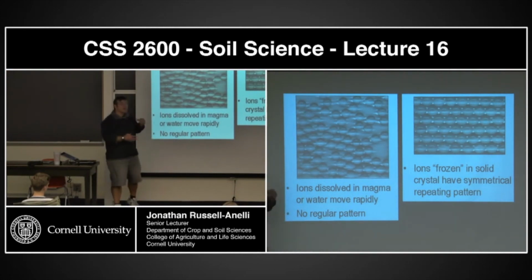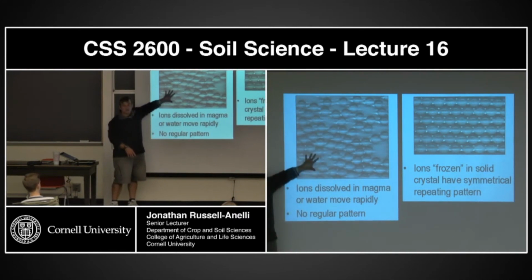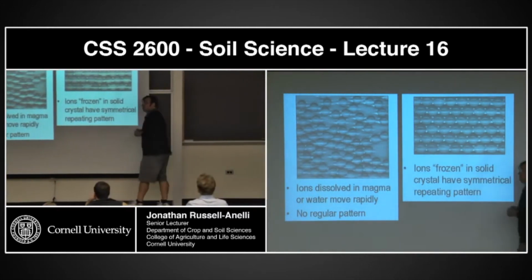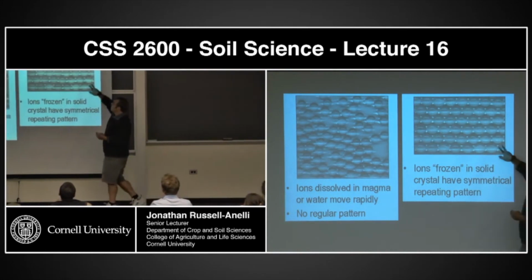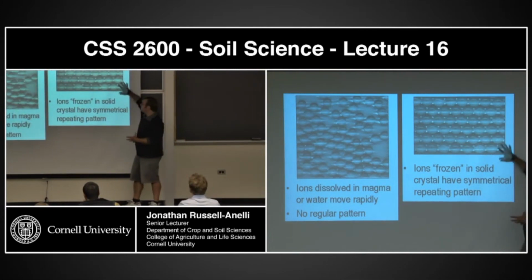So let's go back to magma. We're going to start with primary minerals. Ions that are dissolved in magma are basically moving like water. They're rapidly moving around. There's no real regular pattern. But as that magma starts to cool, the ions basically become frozen. They become solid, just like ice is frozen. Depending on how fast and what the ingredients are, they basically form symmetrical crystal arrangements. These ions bond to each other, and they hold their arrangement.